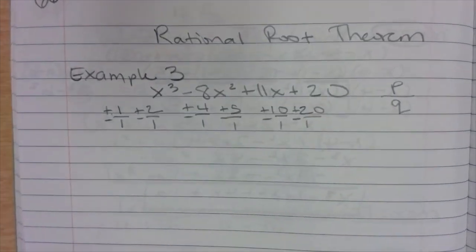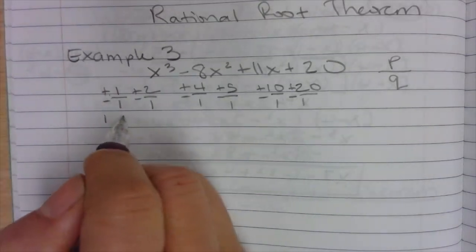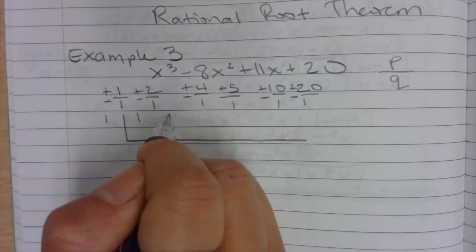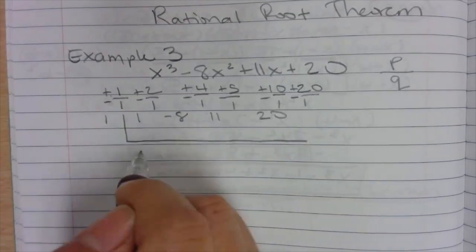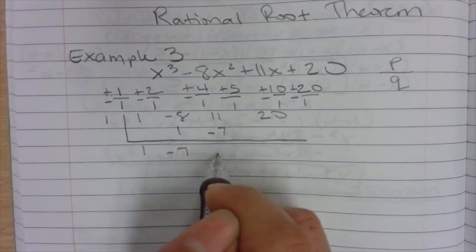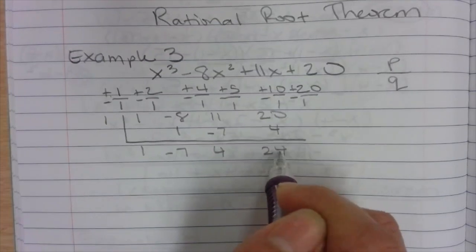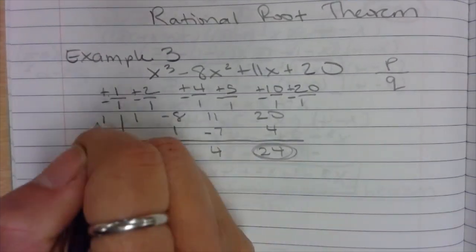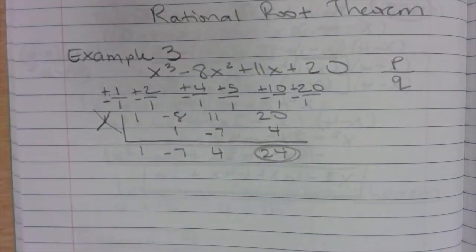And there's no other easier way to do this than just to dive in. Okay, so I'm going to use positive 1, and I'm going to use synthetic division. I'm just going to move it along quicker. So I'm going to use 1, negative 8, 11, and 20. Okay, drop it. Multiply, add, multiply, add, multiply. Oh, notice this last term is not 0. If this last term is not 0, that means that positive 1 cannot be a possible root.